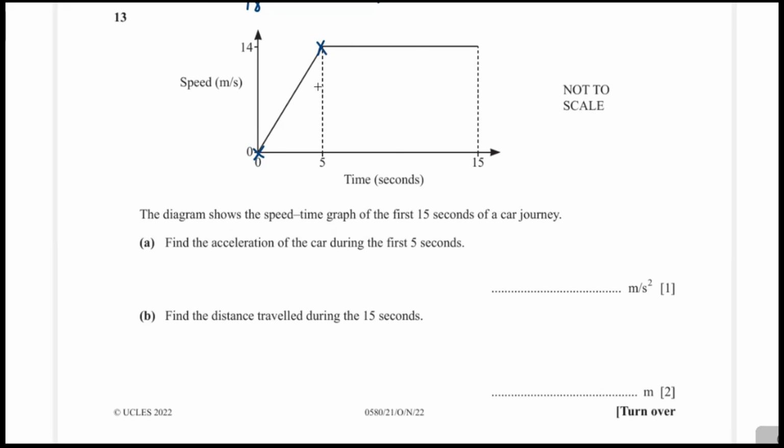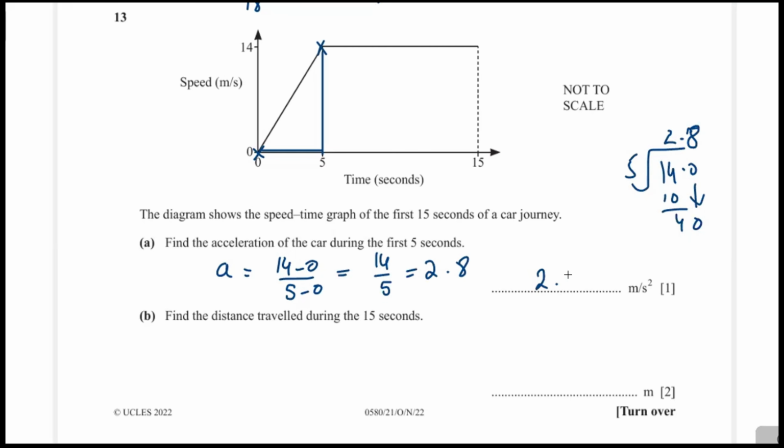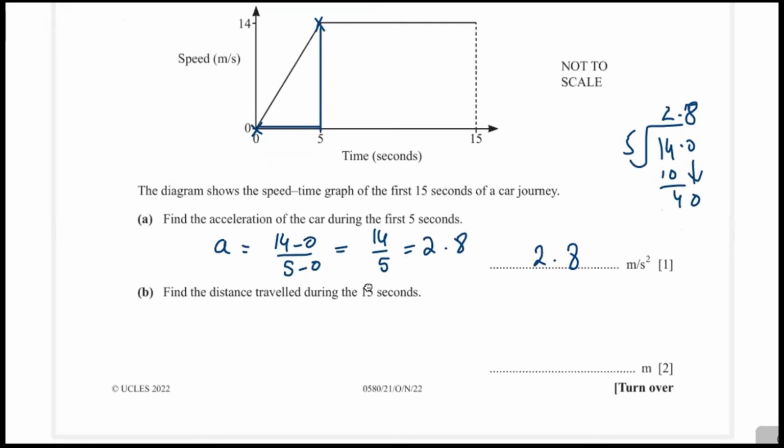Now the gradient of this line will be vertical height over horizontal length. You see here, this is the vertical length, and this length is horizontal. Vertical is 14 minus 0. You can write acceleration will be equal to 14 minus 0 over the horizontal length, which is 5 minus 0. Therefore the answer will be 14 over 5, which is equal to 2.8. This is 2.8 meters per second square, the answer.